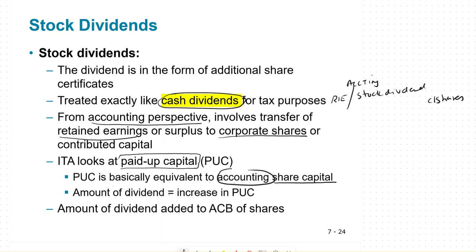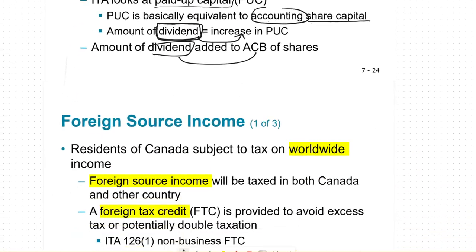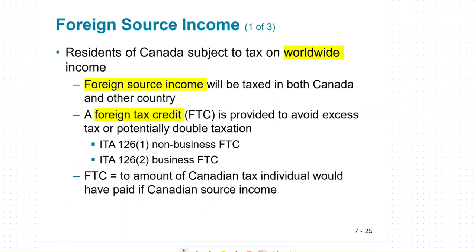So when a dividend is given to you, it doesn't matter if it's a stock dividend or a cash dividend, the amount paid to you as a dividend will increase your PUC, and the amount of the dividend will be added to the ACB, the adjusted cost base.